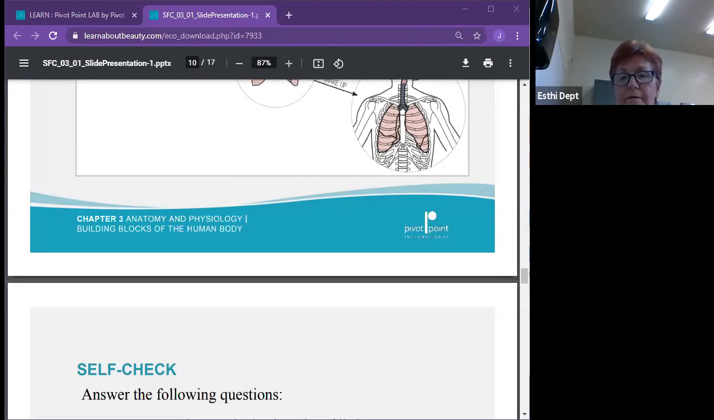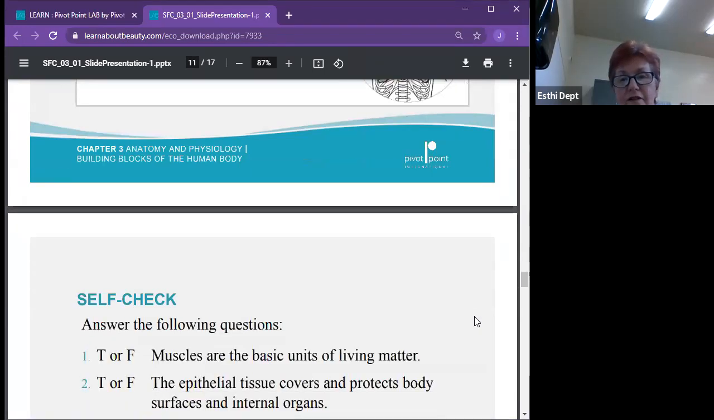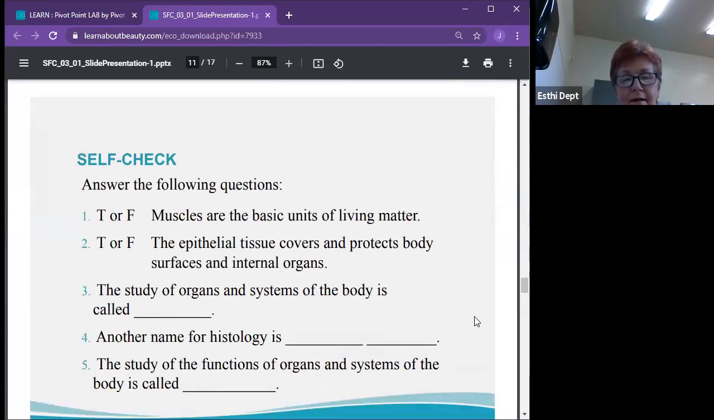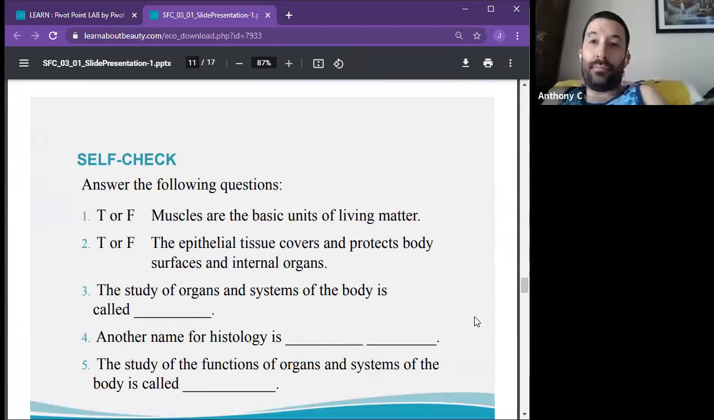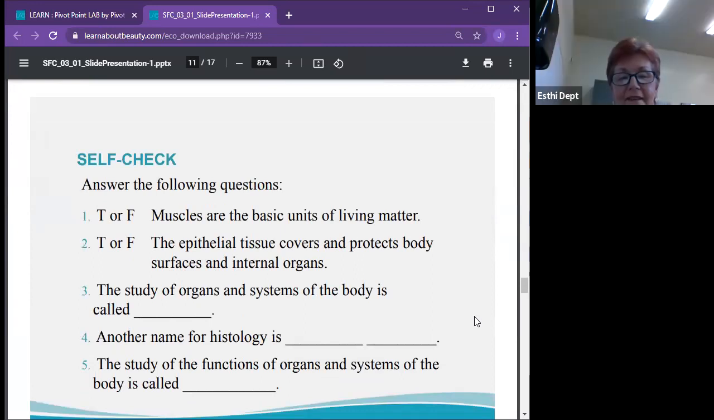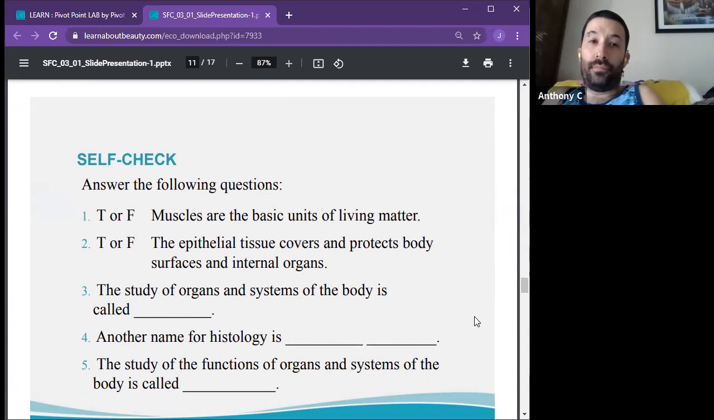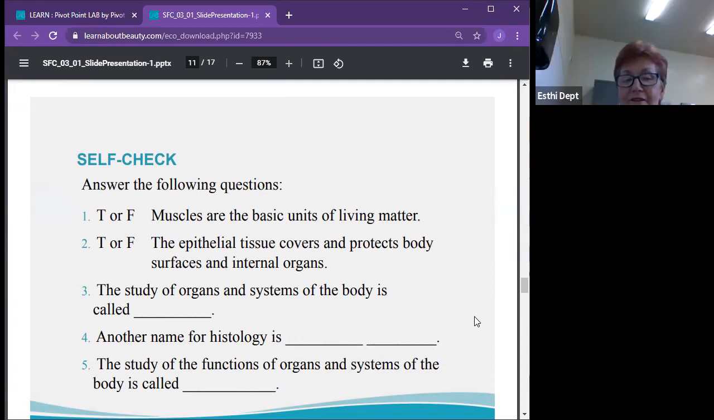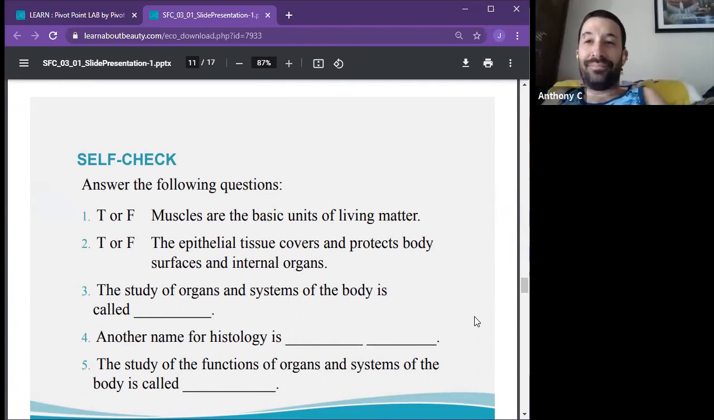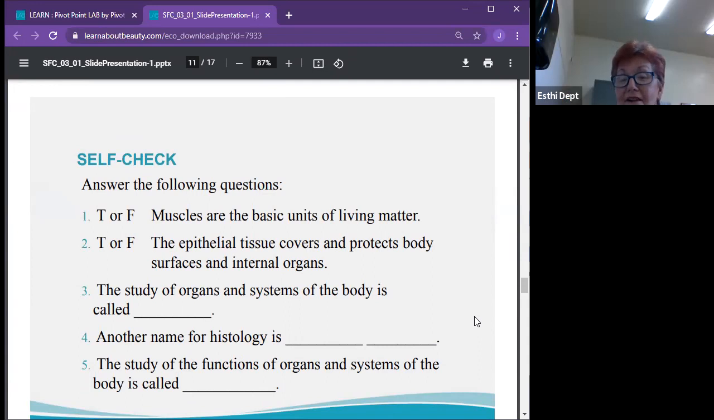Okay, so I guess we're going to go through a little self review here. So these are going to be your true and false, all right? Muscles are the basic units of living matter. True or false? False. The epithelial tissue covers and protects body surfaces and internal organs. True. The study of the organs and systems of the body is called anatomy. Another name for histology: microscopic anatomy.